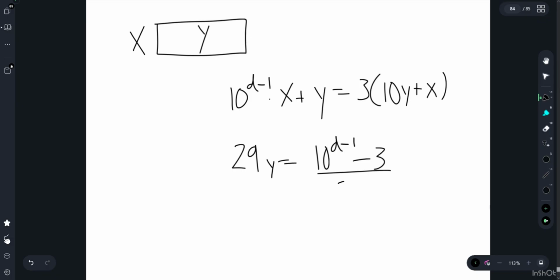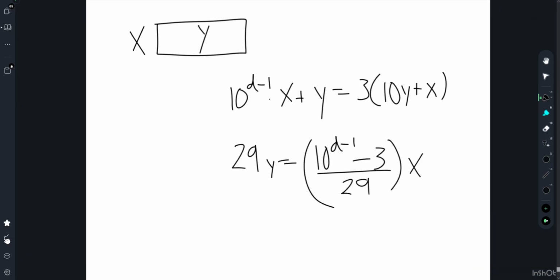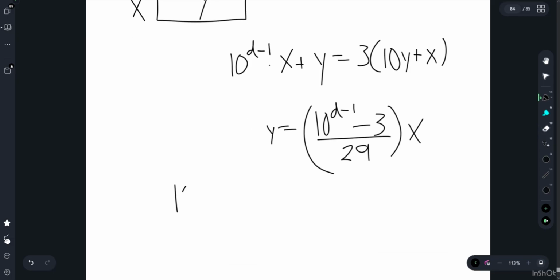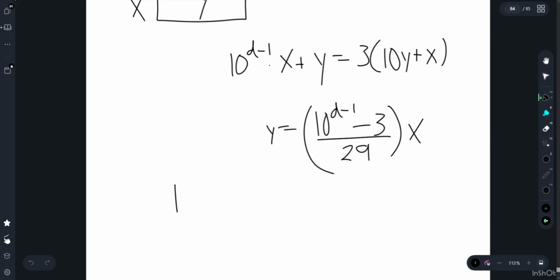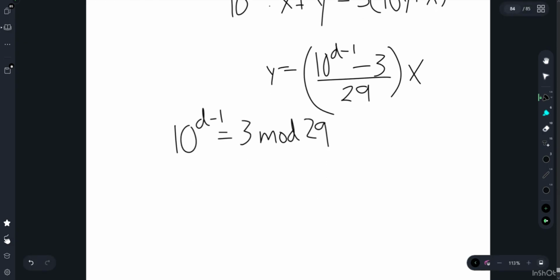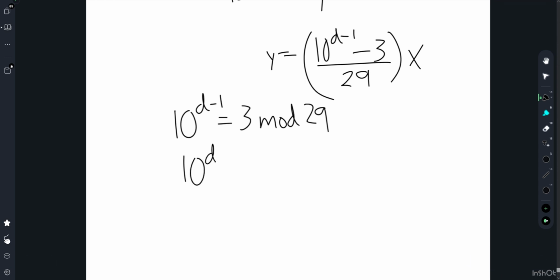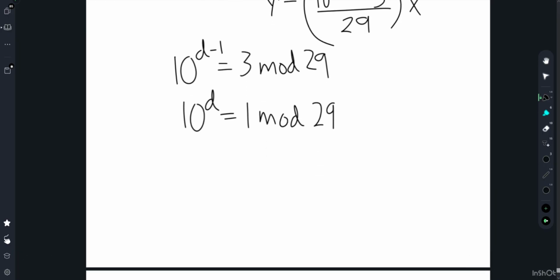And so now let's just divide by 29. So we have y is equal to this, right? And since y and x are both integers, we know that 10 to the d minus 1 is equal to 3 mod 29. And so this means that multiplying 10 on both sides, 10 to the d is equal to 1 mod 29, because 30 is 1 mod 29. And we know that by Fermat's little theorem, this would be d is 28.